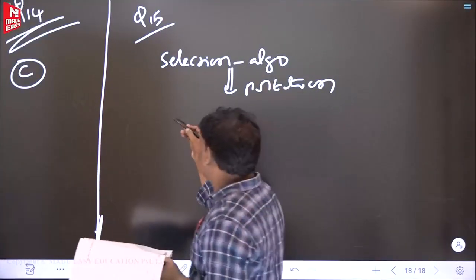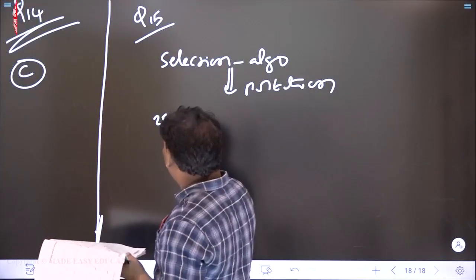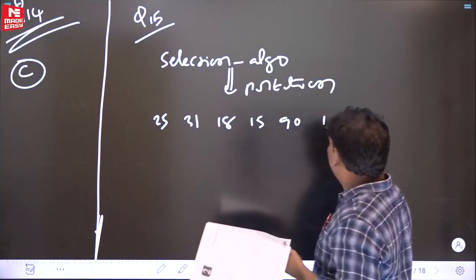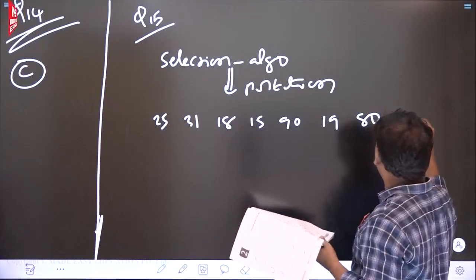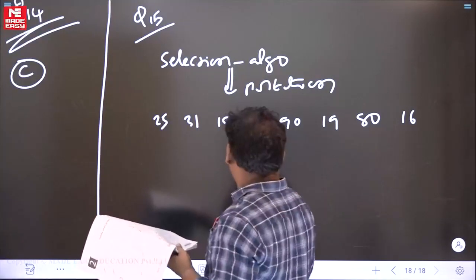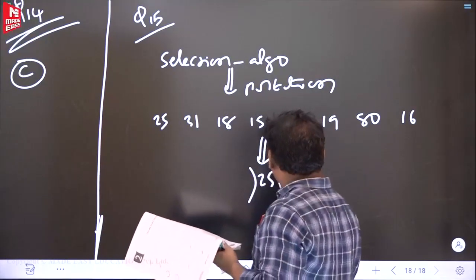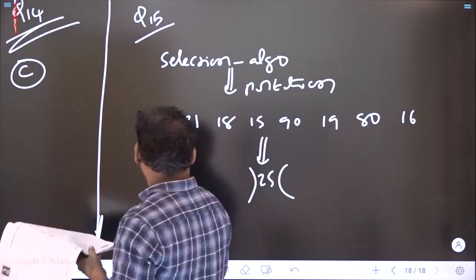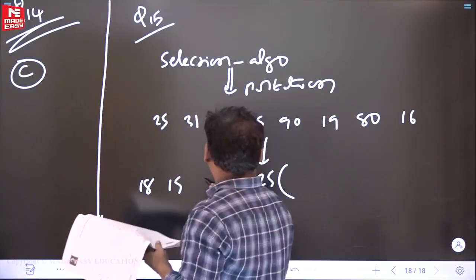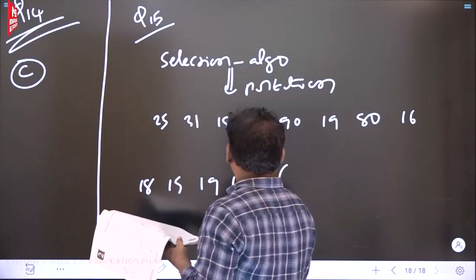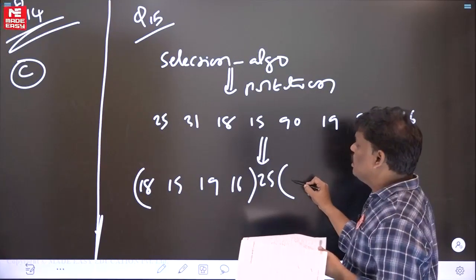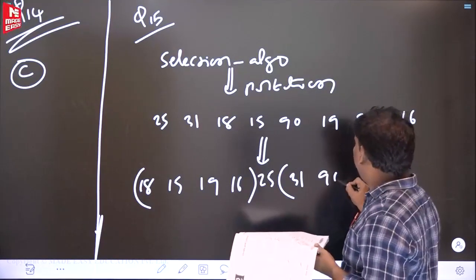Let's see a rough diagram. See everyone here: 25, 31, 18, 15, 90, 19, 80, 16. Now, if you apply the partition algorithm, what is the output? Pivot element will go to the correct place, less than pivot on one side, more than pivot on the other side. Who is less than pivot? Write whatever order you want: 18, 15, 19, 16. Who is more than pivot? More than 25: 31, 90, 80.